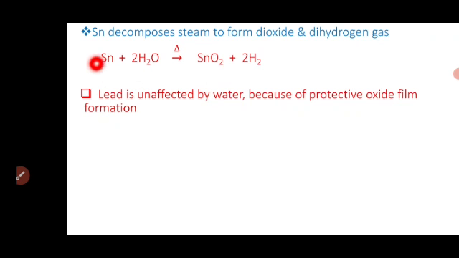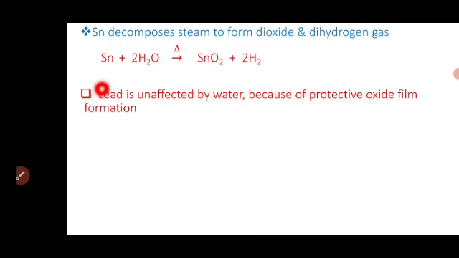Means itself it acts as what? Reducing agent. Right? So to whom is it reducing? To water it is reducing. Now this water is in the form of what? Steam. That's why while showing the equation we have written the heating sign on the arrow. So steam is decomposed, means water is decomposed into what? Oxygen and hydrogen. By whom? By tin. So this is the special reaction.